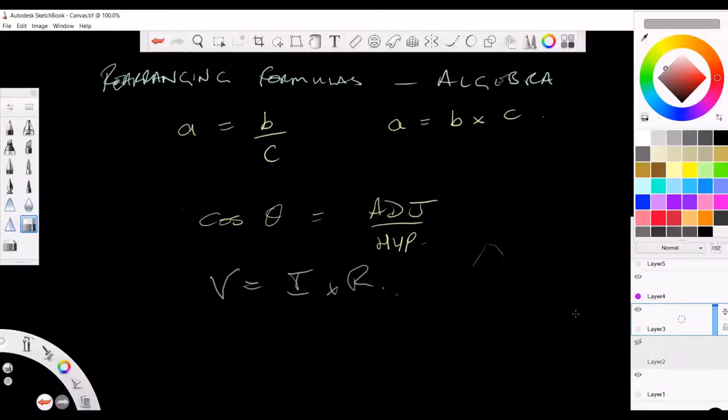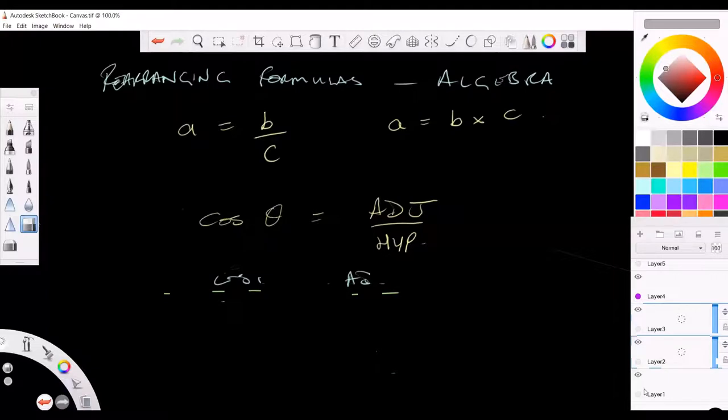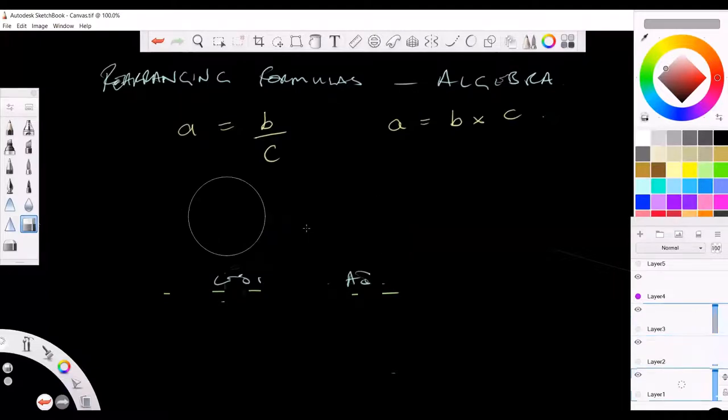Any questions on using the triangle method? Has anyone not seen the triangle method before? Okay, good. That's the simple way of using it without even bothering to think.